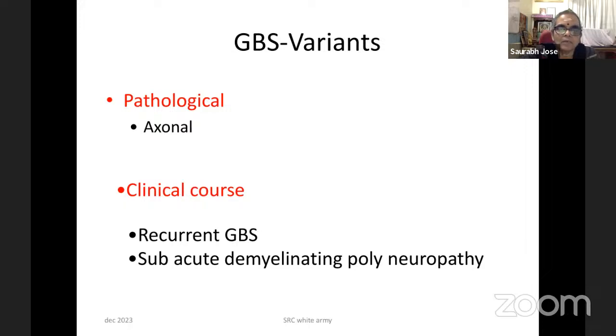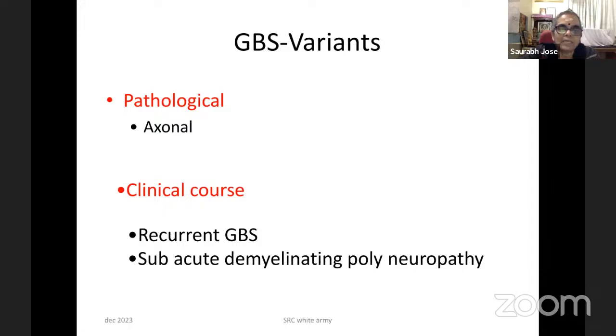Then based on topography, we have some group of differentials. Based on pathology, is it axonal or demyelinating? If it is axonal, it is very relevant. Electrophysiology will give us the clue, which we have gone through in the previous differentiating points which I put in the table. Axonal ones take a very long time to recover. Some of them don't recover at all. So it is of prognostic relevance.